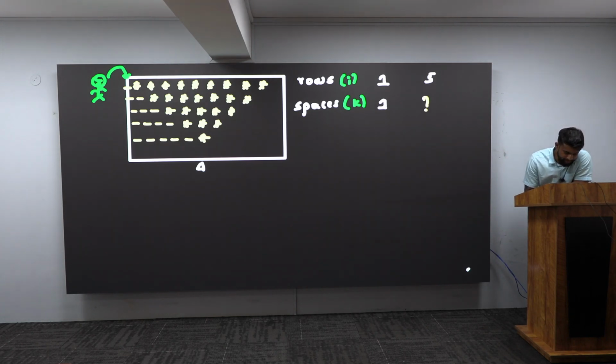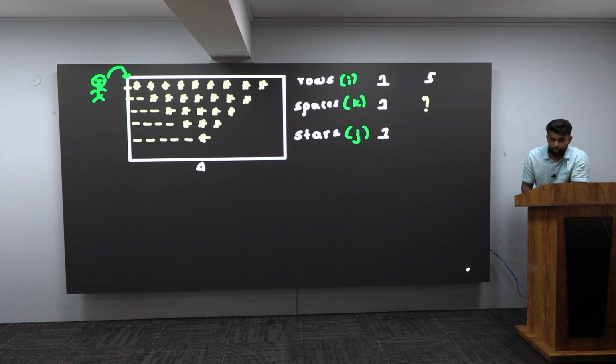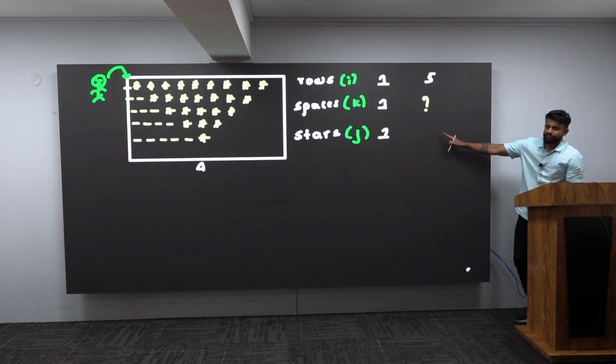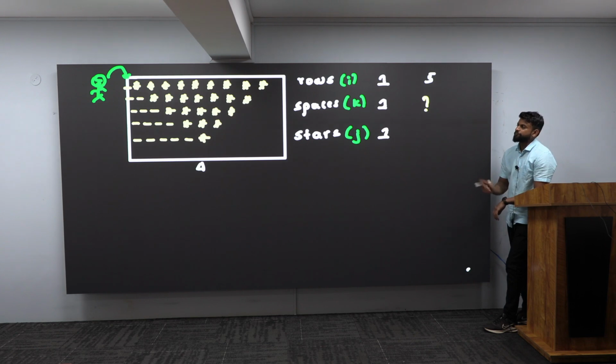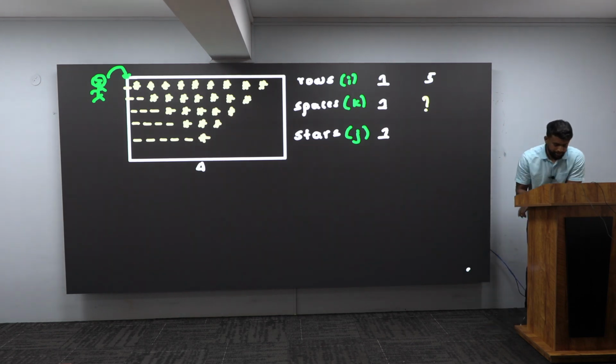Very good. After that, who will come after spaces? Stars will welcome me like this. And who is taking care of stars? J. Minimum number of stars in each row: 1. Maximum number of stars in each row: should you tell 9 here? If you tell 9, what will happen? Only the first row will be happy. What about the other 4 rows? What should they do? So 100%, you should not hard code it here. This is a question mark.